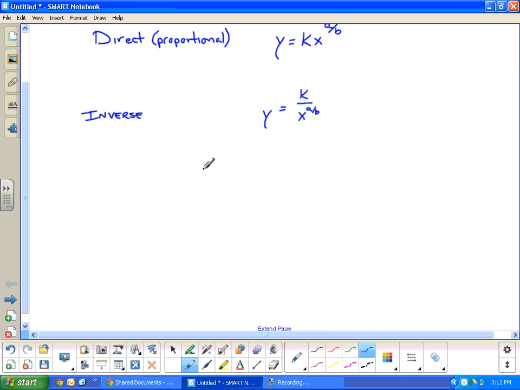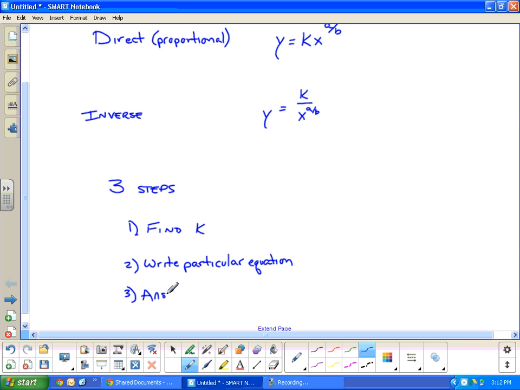So we need to write down some steps here. There's 3 steps that we need to go through every time. The first one is we're going to find k, and we'll give you information to do that. You plug in points and you'll do that. Once you find k, you write the particular equation. And then we answer. Our last step will be answer.